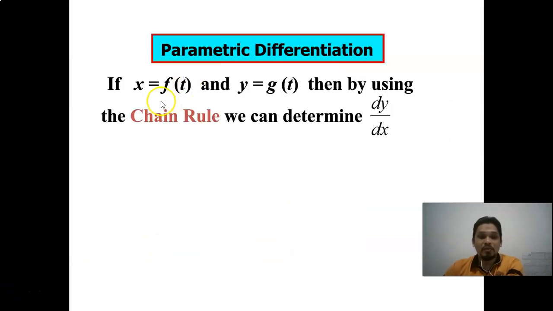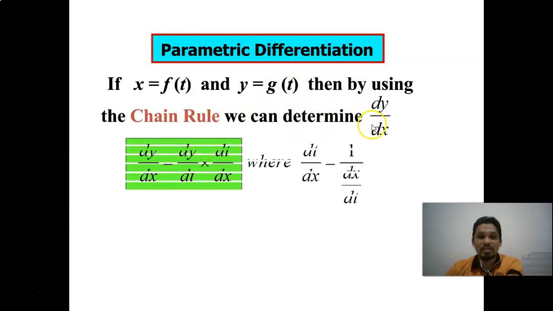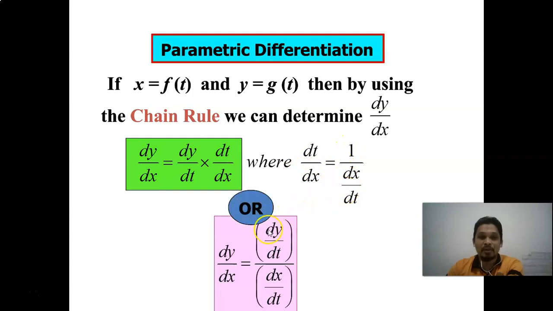If x equals a function f of the variable t and y equals g of the variable t, then by using the chain rule, you can determine dy/dx. So dy/dx equals dy with respect to t, that is, differentiate y with respect to t, multiplied by dt/dx, where dt/dx equals 1 over dx/dt. Or we can also define it as dy/dx equals (dy/dt) divided by (dx/dt).